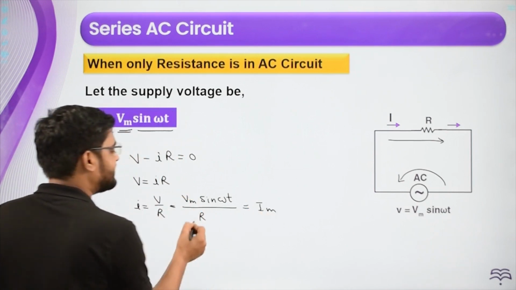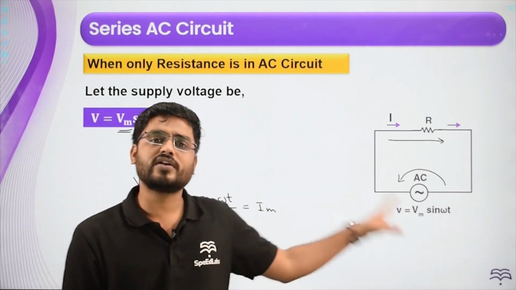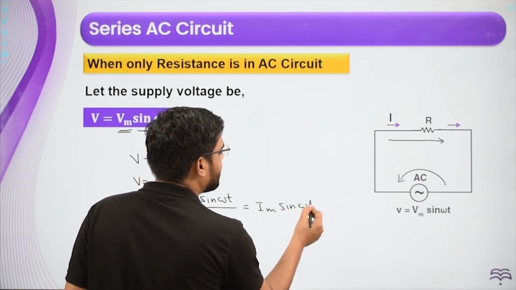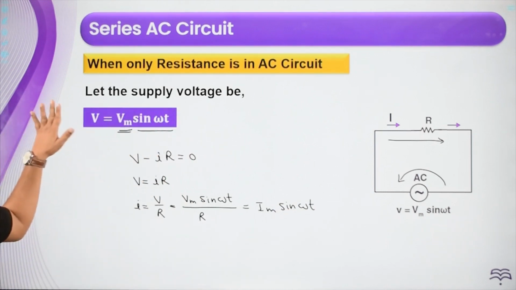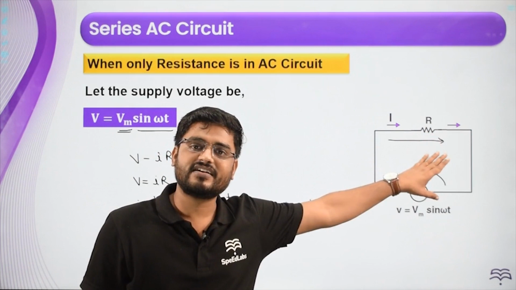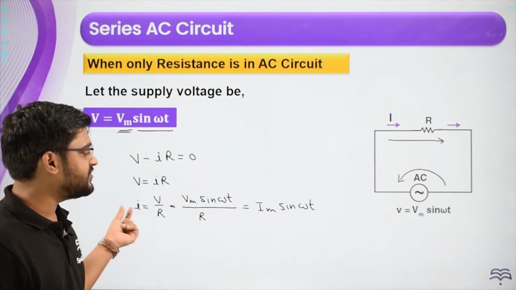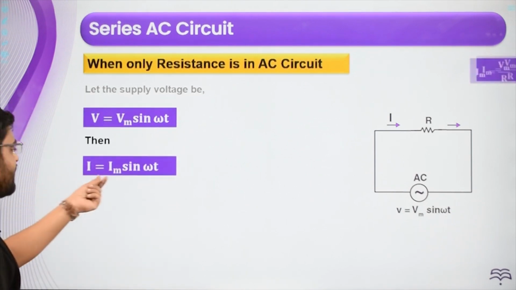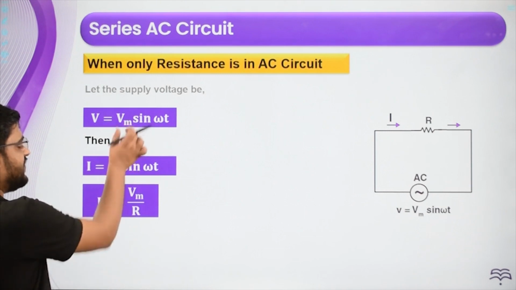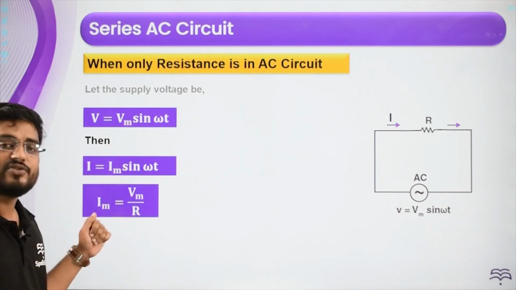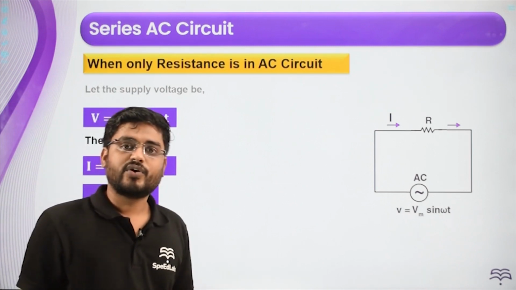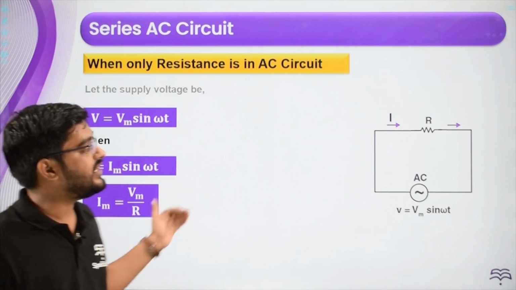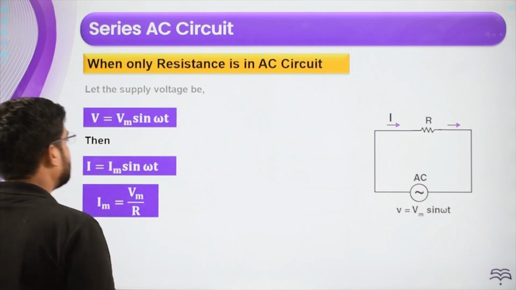Okay, the Vm by R is a constant. Here we are saying let it be a new constant, and that is the Im. And sine omega t is simply sine omega t. So I am saying that if my voltage is given like that and only a resistor is connected in the circuit, then my current comes to be Im sine omega t. What does that mean? That means the peak value of the current Im is nothing but Vm by R. We assume this constant as the new peak, and this is the peak value of the current. So if voltage is having Vm peak value, then current will have Vm by R peak value when only resistance is connected.